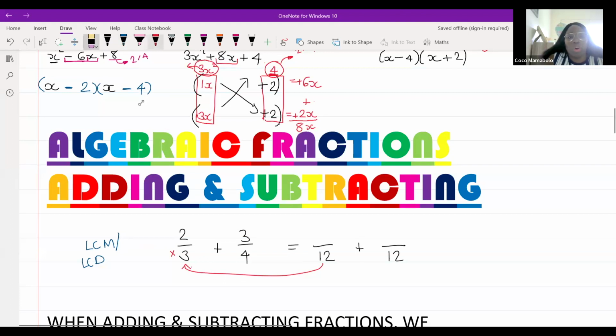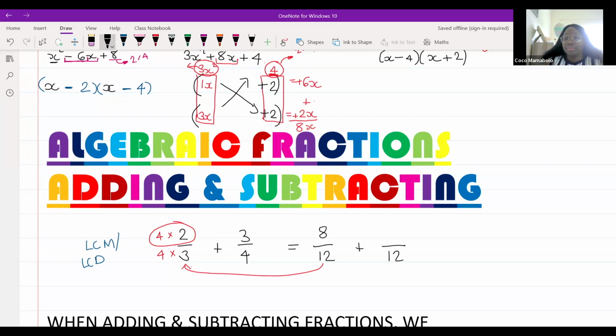Good, times 4, right? So I'm going to multiply this top part, the bottom part by 4. But if I multiply the bottom by 4, I must also multiply the top by 4. So the top of my fraction, my numerator, now becomes 8. So I now have 8 over 12.